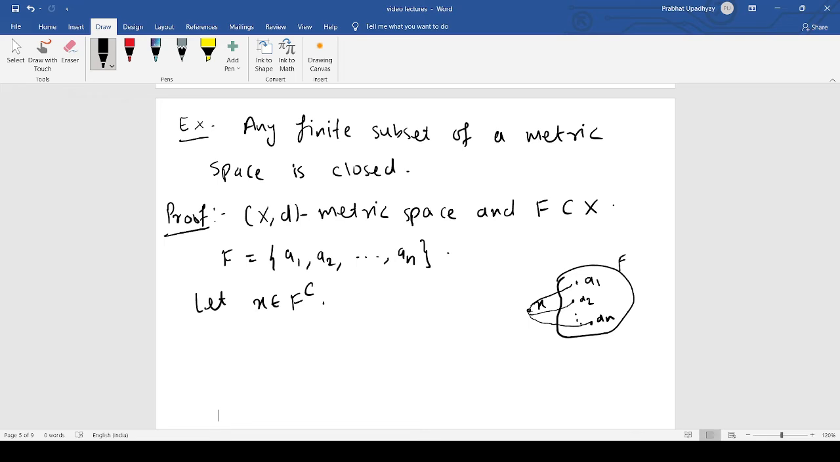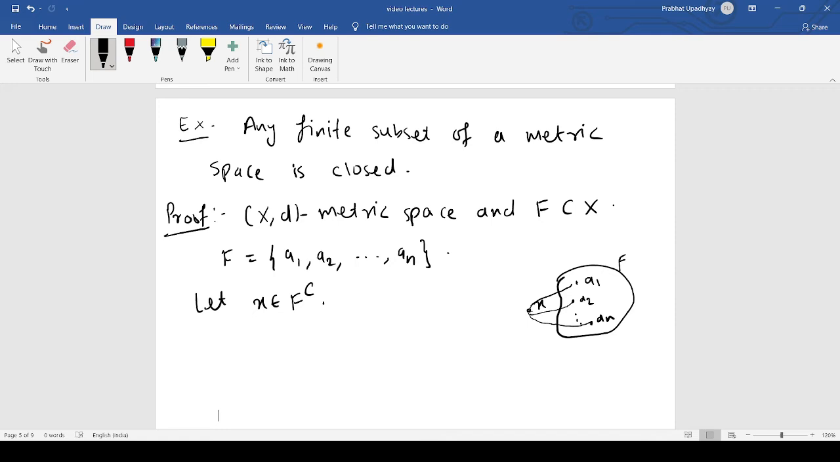And if I choose my r to be less than all these distances, remember a1, a2, an are finite points. So d of x comma a1, d of x comma a2, you have finite choices for d of x comma ai. So if I choose my r to be the minimum of all these distances, since these distances are finite, the minimum will exist, then it will naturally neither contain a1 nor a2 nor a3 nor an. That means it will totally lie inside my F complement.